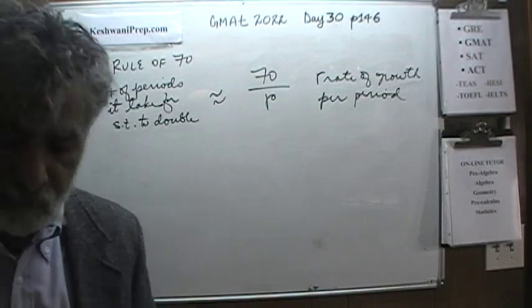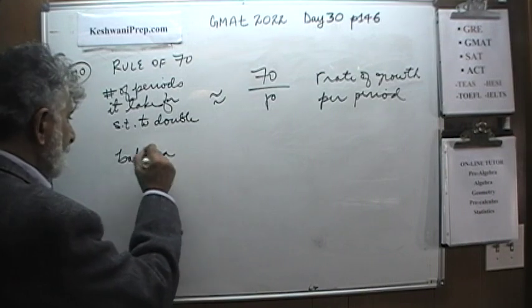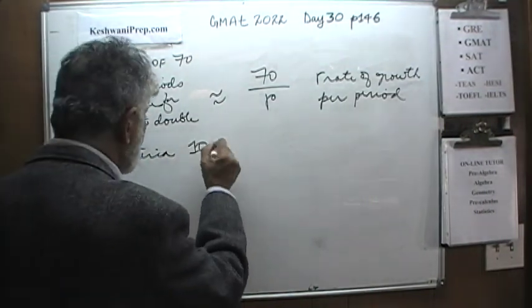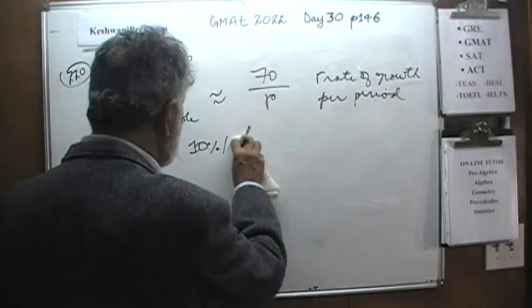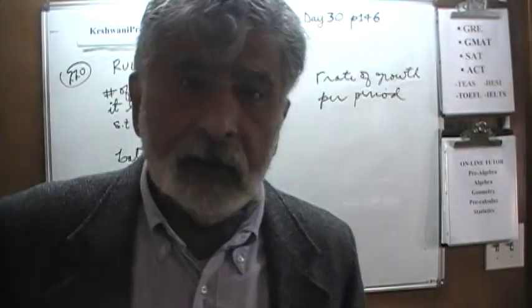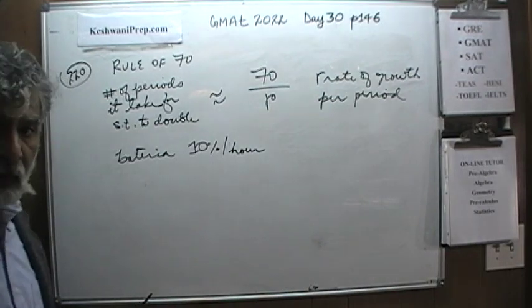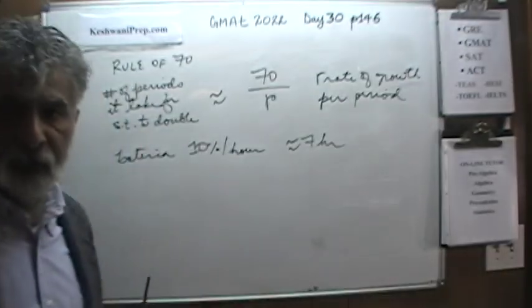For example, if you have bacteria in a dish, and we are told that it is growing at 10% per hour, not per year, but per hour, then the population of bacteria will not take 10 hours to double because of the compounding. Because of the compounding effect, this population will double in approximately 7 hours, not 10 hours.